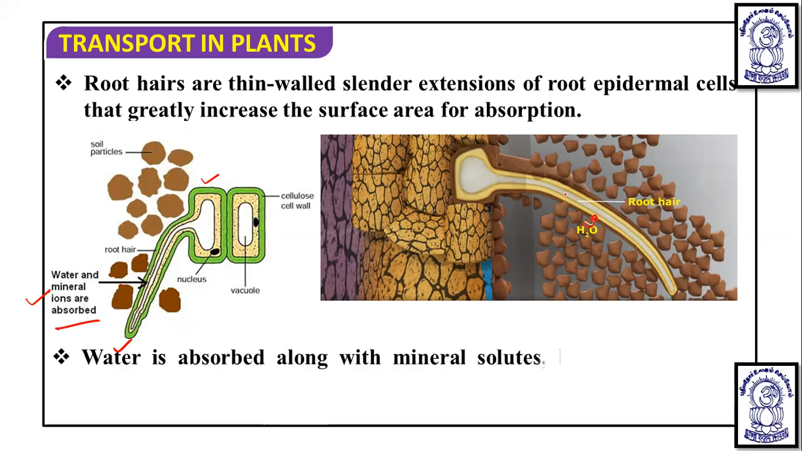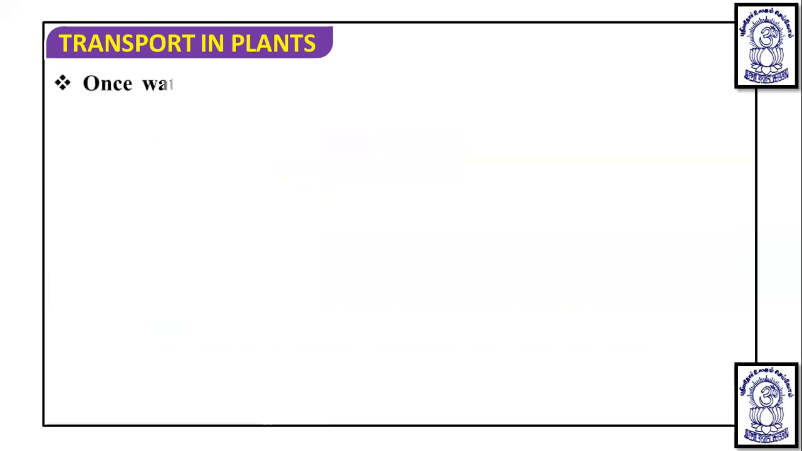So water is absorbed along with the mineral solids. Water is not going to be absorbed alone. They will take along with it the mineral solids, and these are absorbed by the root hair purely by diffusion.